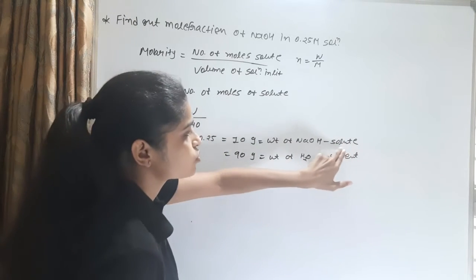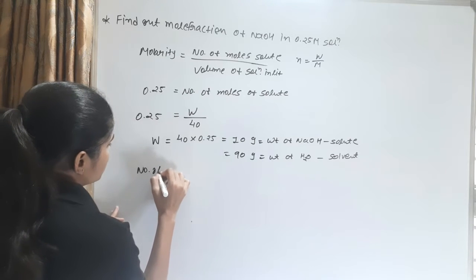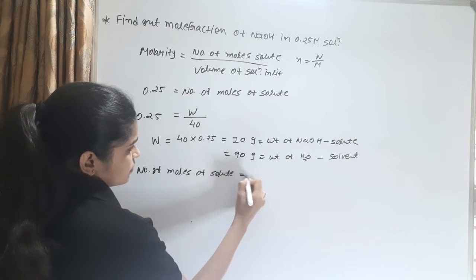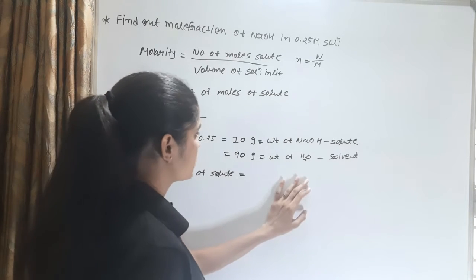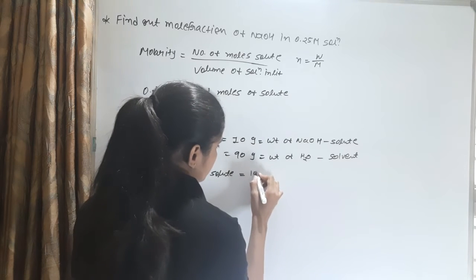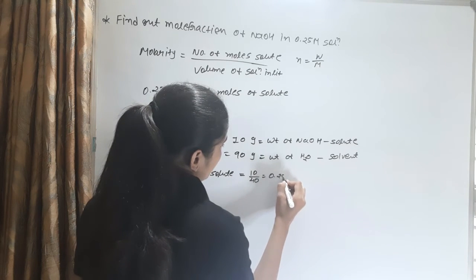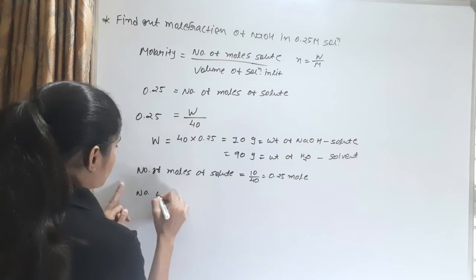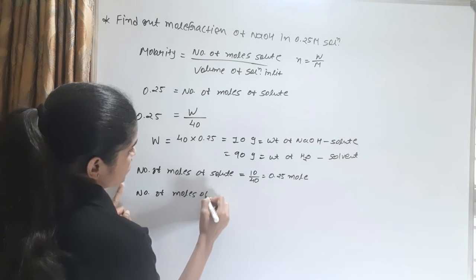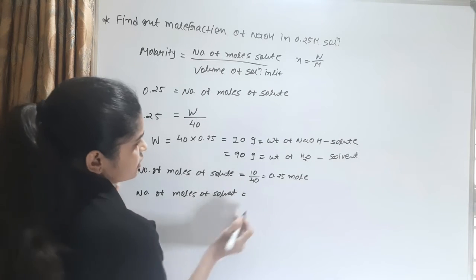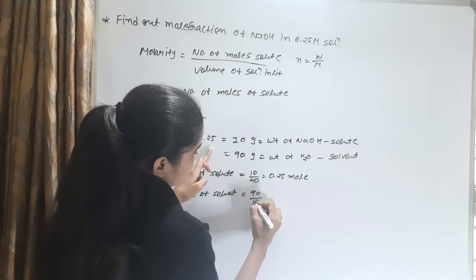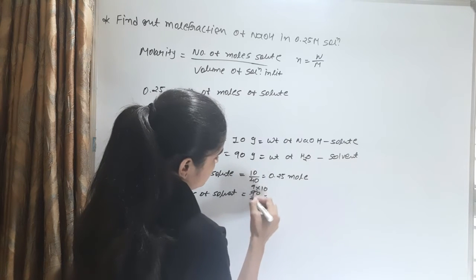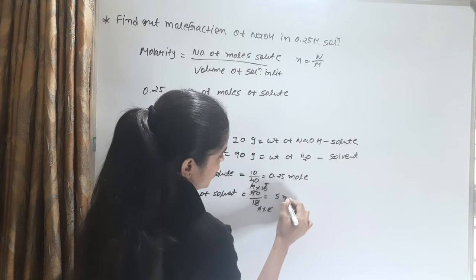Then we find the number of moles of solute. The number of moles of solute is equal to weight upon molecular mass, 10 by 40, which is equal to 0.25 mole. Then the number of moles of solvent is equal to 90 by 18, which is 5 moles.